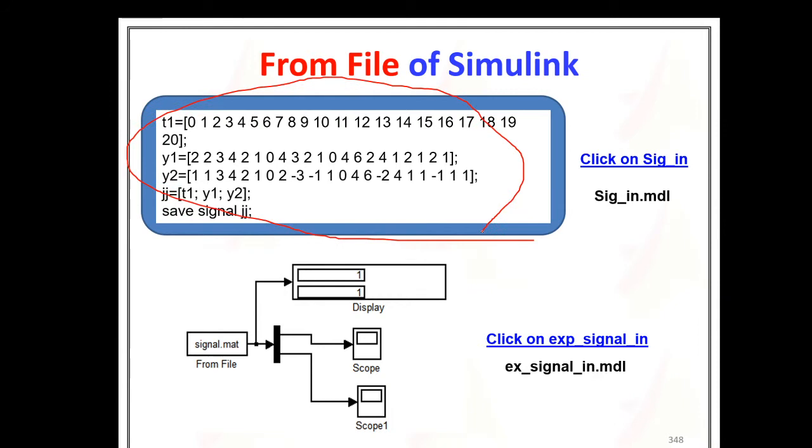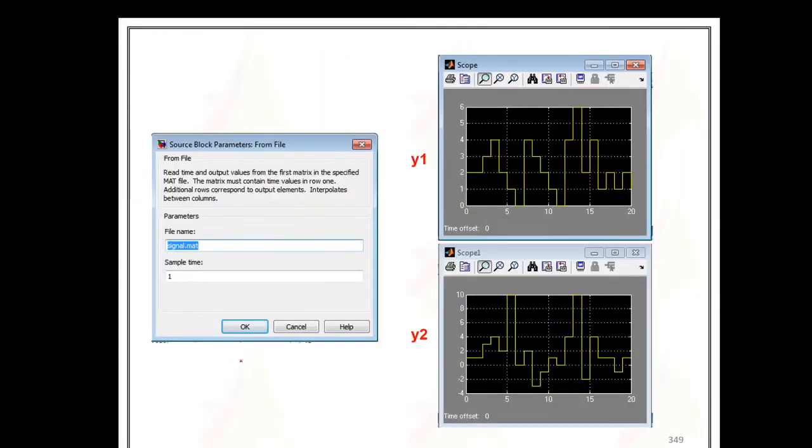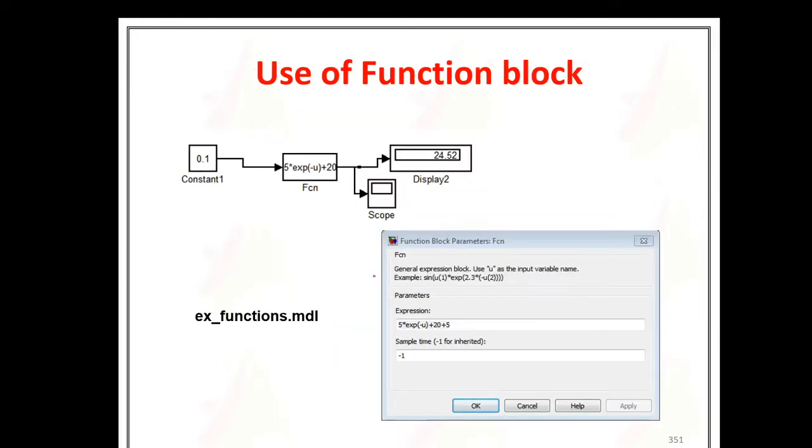If you want to get the values from the Matlab scripts, to display it or use it in the Simulink, just use the From File block. Previously I used the To File block. This is the From File block to scope. So it is going to display these values like this. Then the use of the function block. There is one function block available. This is the constant. If you double click it, you can give the expressions, whatever it may be.